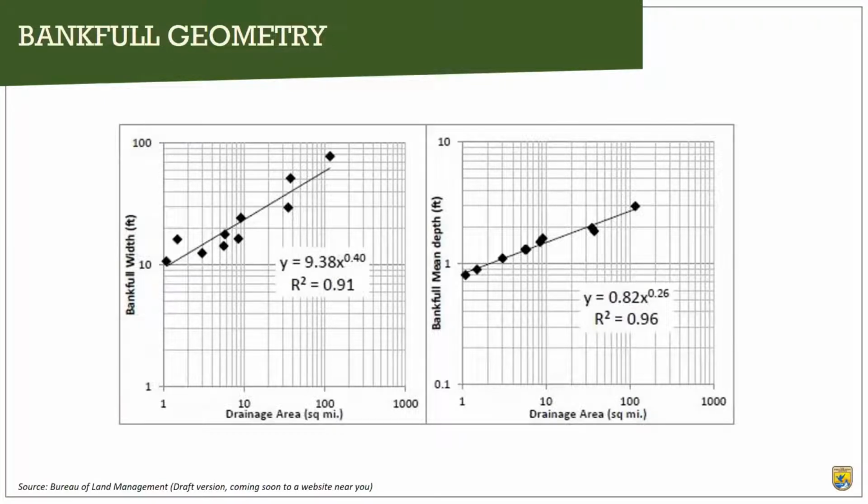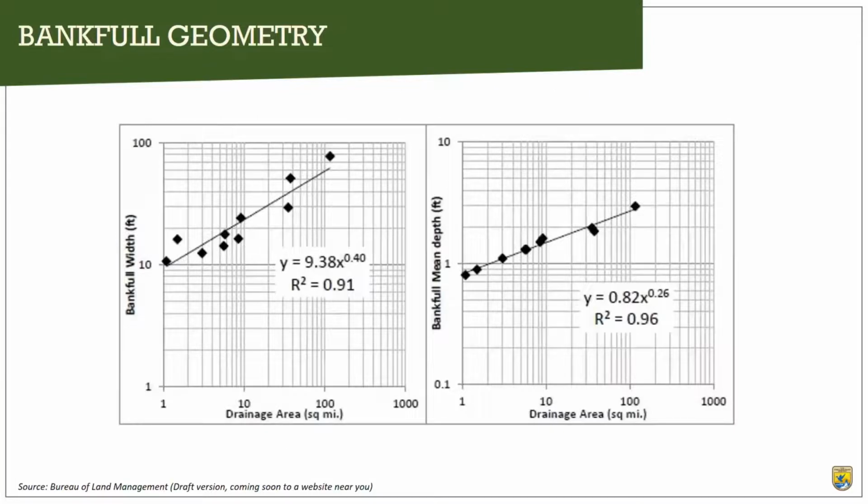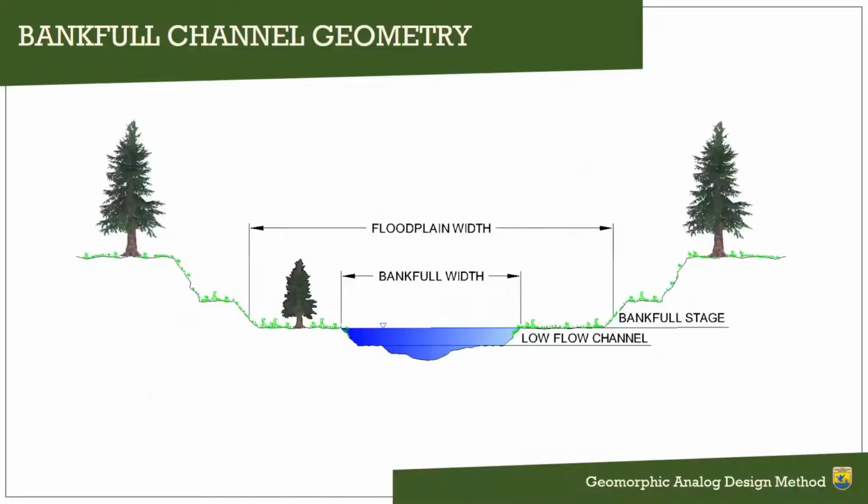You'll see in these two, we've got an R-squared of 0.91 and 0.96 for the width and depth, where the mean depth seems to be more reliable. And the area was an R-squared of about 0.96 as well. So anyway, this tells us that channel geomorphology is a better predictor of the bankfull discharge than hydrology estimates. And that's the discussion that Franklin and I were having a little bit at the end of his talk.